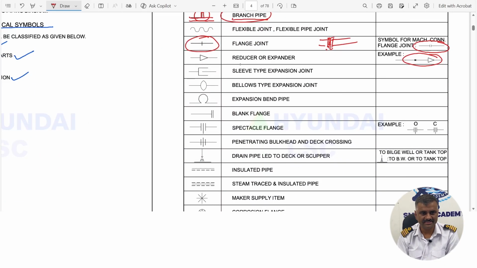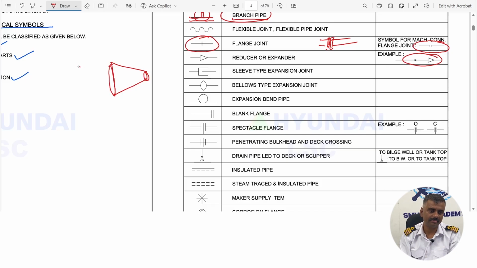So why is it shown like this? What reducer or expander means is that the diameter will go on reducing. Or from the other side of the flow, the diameter is going to expand. So it is like a convergent divergent nozzle, where the convergent part is going to converge into a smaller section. So this is a reducer.